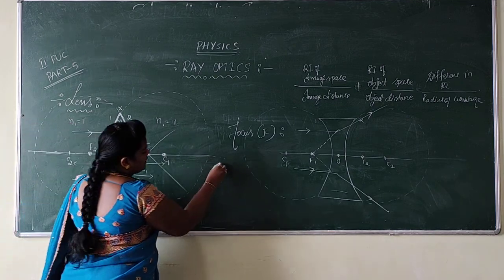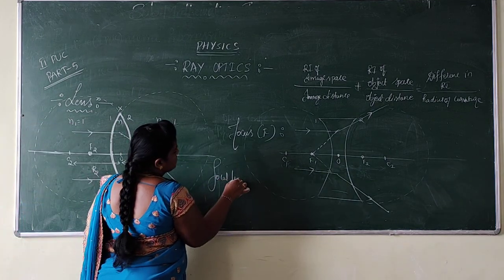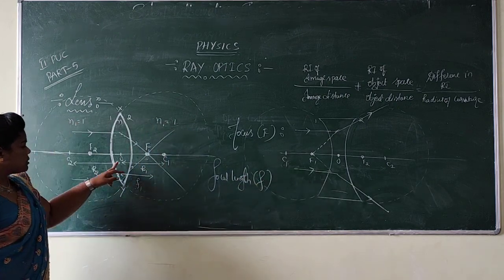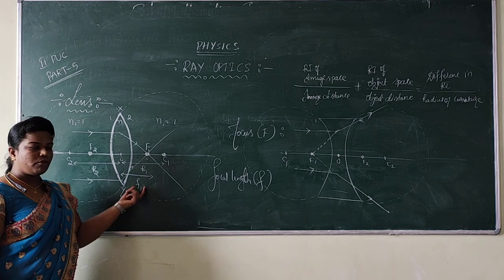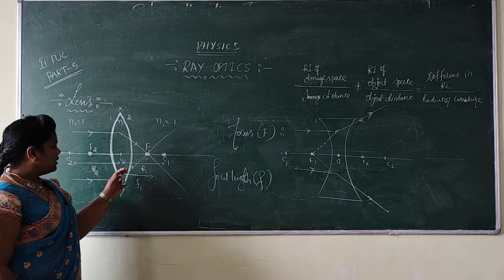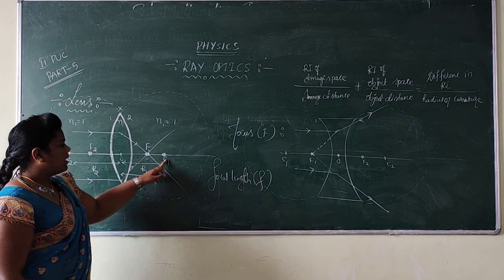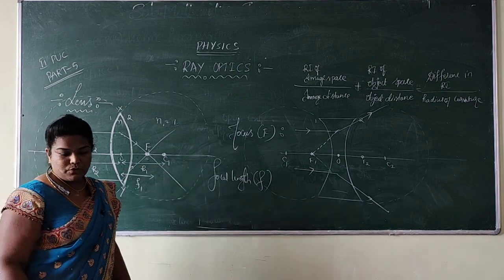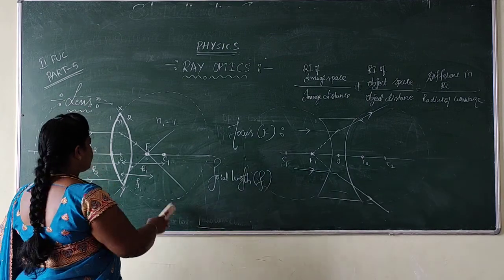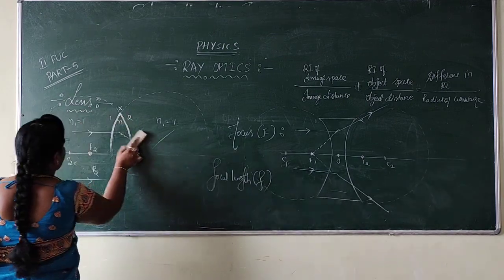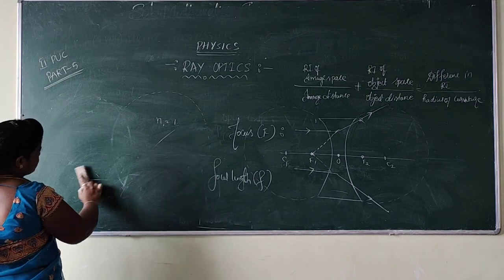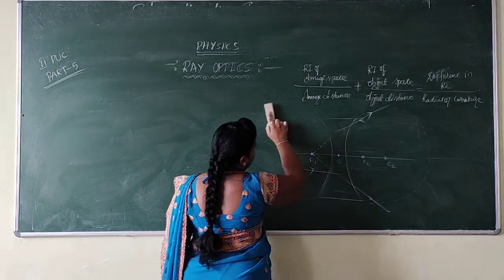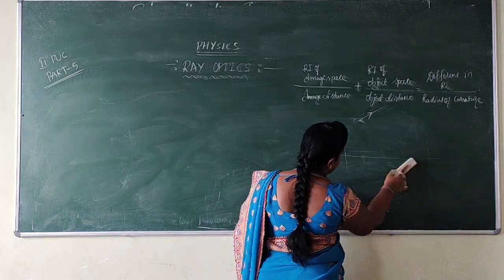Then what is focal length? Focal length is represented by the symbol small f. The distance between the optic center and the principal focus is called the focal length. The distance between the optic center and the center of curvature is called the radius of curvature. For convex lens we have two radii of curvature, and for the concave lens also two. So now we have discussed the terminologies related to concave and convex lens.